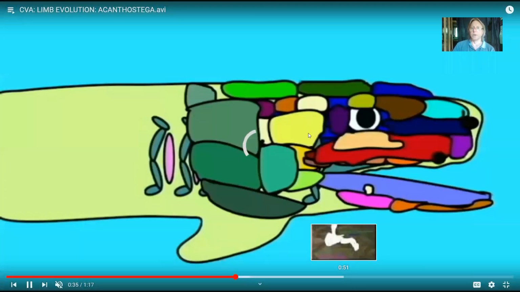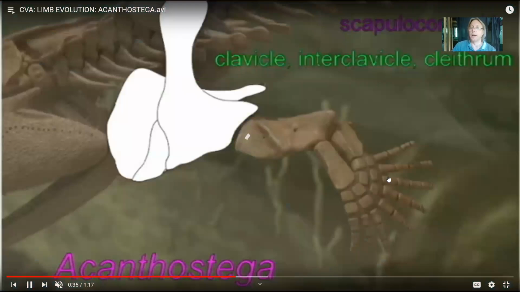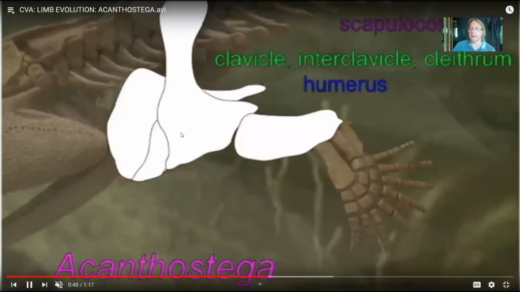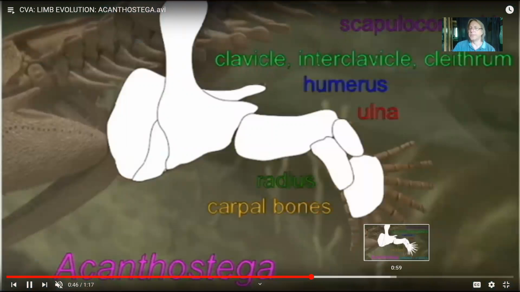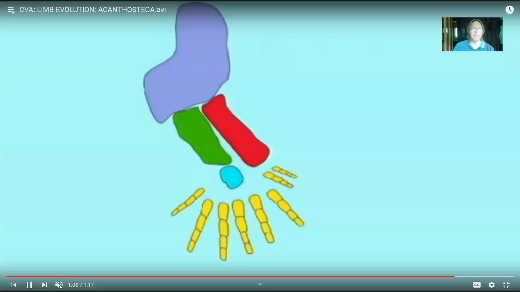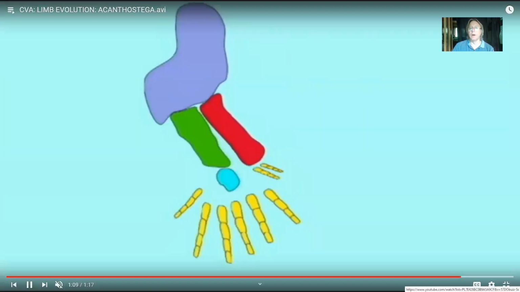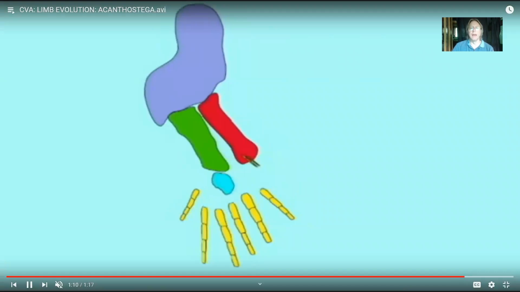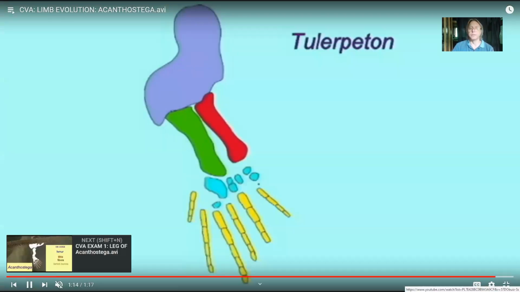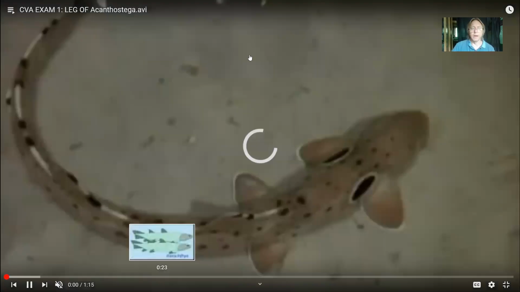All right, and so once again I go through the bones then of the girdle and the limbs of Acanthostega. Notice that it had 8 fingers and toes. Amphibians would not settle on 7... I'm sorry, settle on 5 until later. Things like Tulerpeton had 6, and then the leg would be the same way.